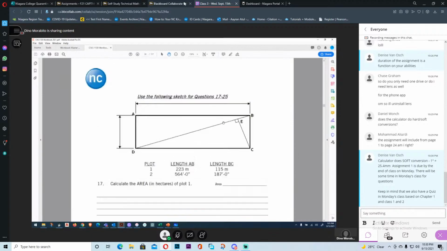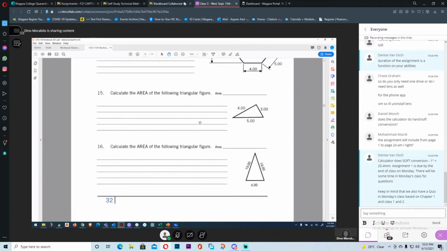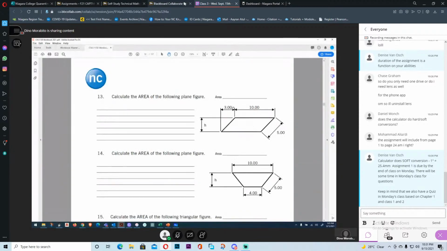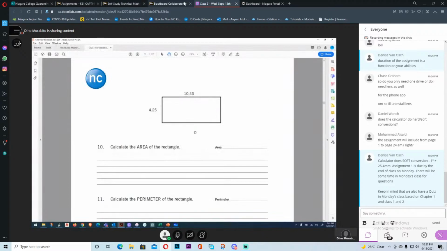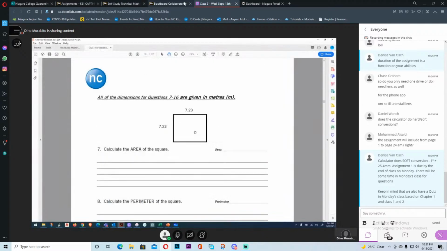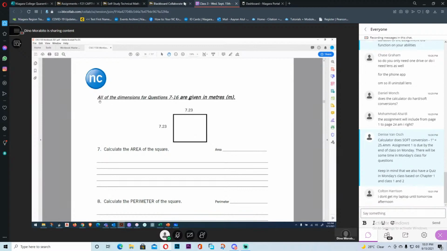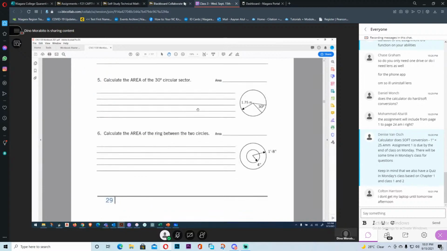So I've got a number of different areas, different problems. Some of these are very similar to what's in the self-study guide, so that would be a great reference point for you guys to use. And in some cases, I'll do things like this. I'll say all the dimensions are given in meters for questions 7 to 16, so I don't have to give you units from here on in. I'm telling you ahead of time that those are all in meters. Okay.